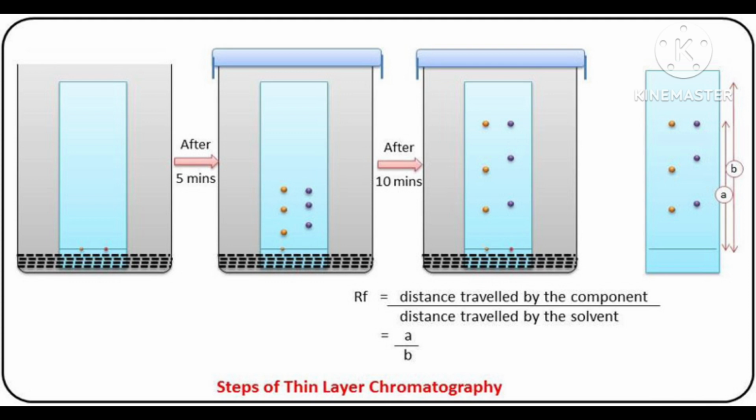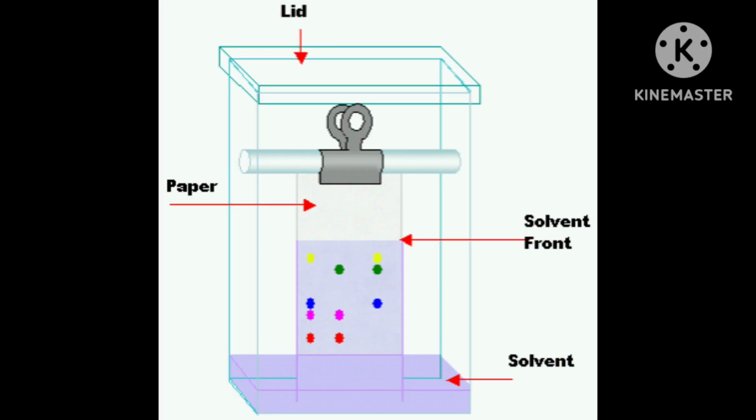Again, you understand paper chromatography. Paper chromatography means paper will be used here, a special type of paper. In paper chromatography, a special quality paper, not ordinary, known as chromatography paper is used.